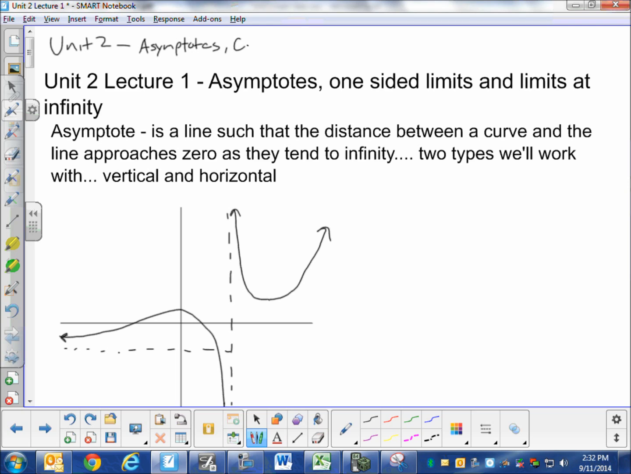Asymptotes, continuity, the intermediate value theorem, average rate of change, and we will introduce derivatives.